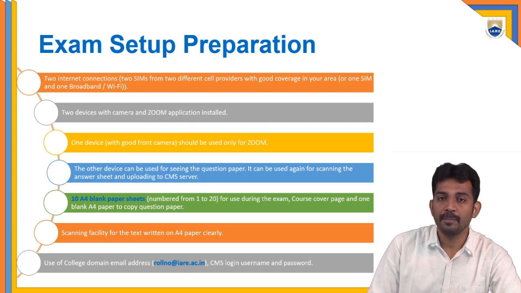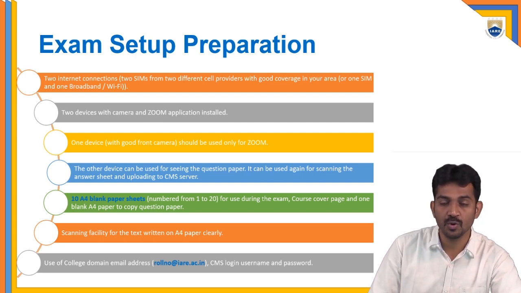You should prepare with 2 different network providers and 2 different mobile or laptop devices. One device is for Zoom and the other for your CMS upload and checking your question papers. The first thing is 2 internet connections, 2 different SIMs, because of network issues. If one is facing a problem, you just go for the other SIM.